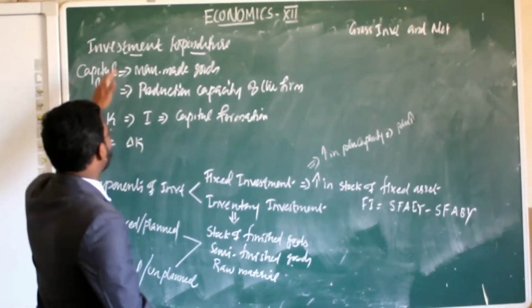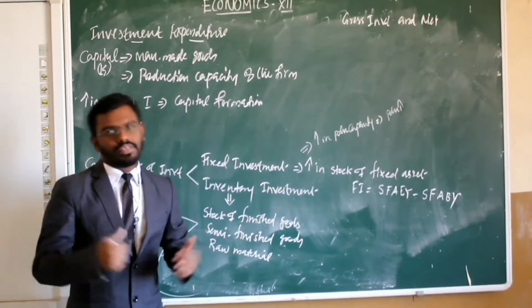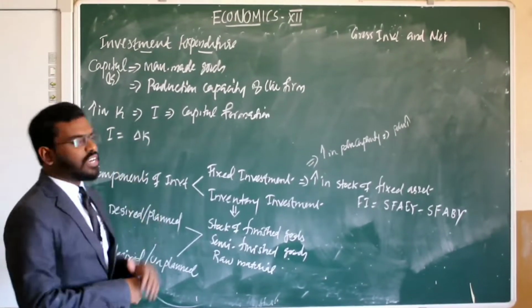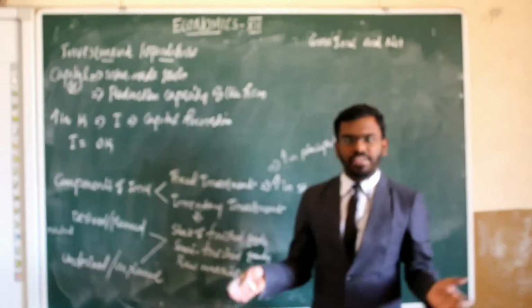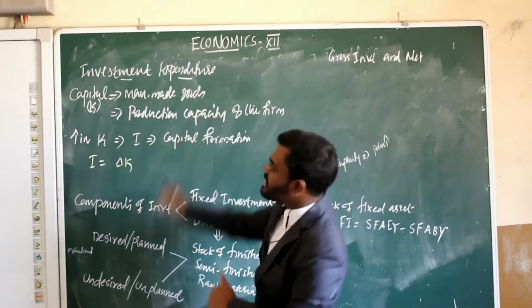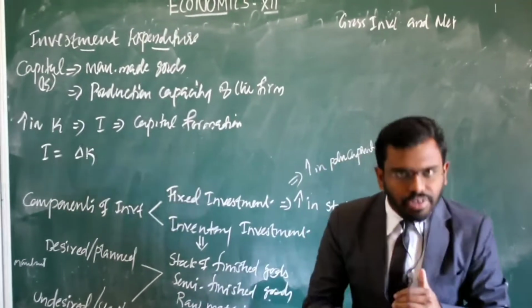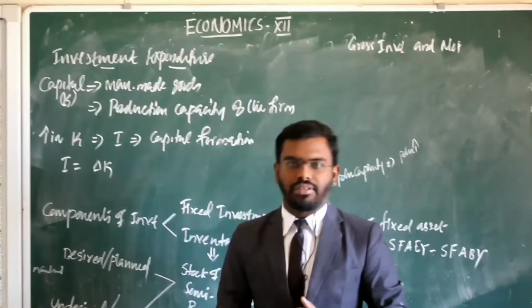So next one, that is investment expenditure. So consumption expenditure we already discussed, and the second one, that is investment expenditure. What is investment expenditure? Investment expenditure is the expenditure made by producers on final goods. Okay, so before analyzing investment expenditure in detail, firstly we can understand what is capital.